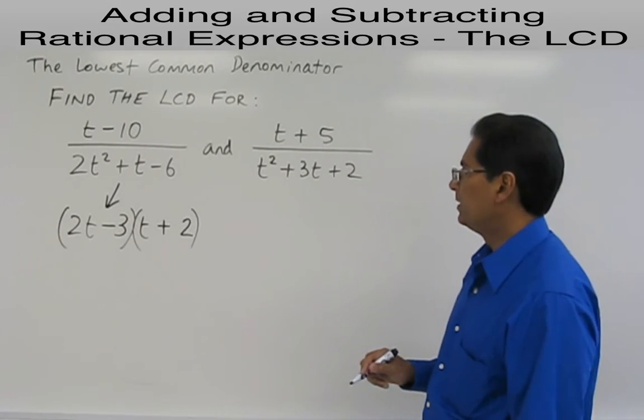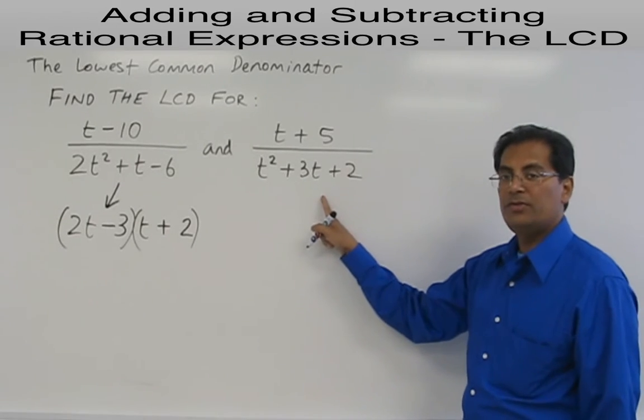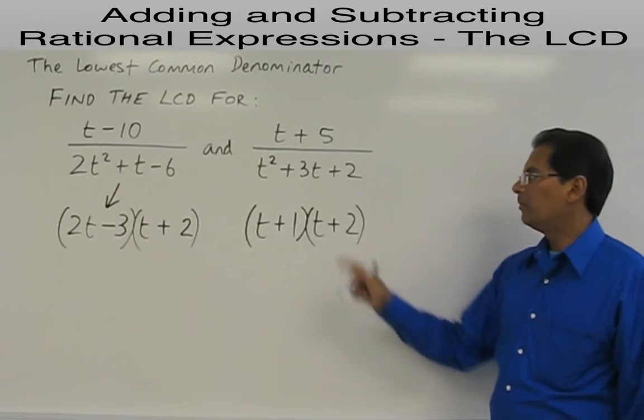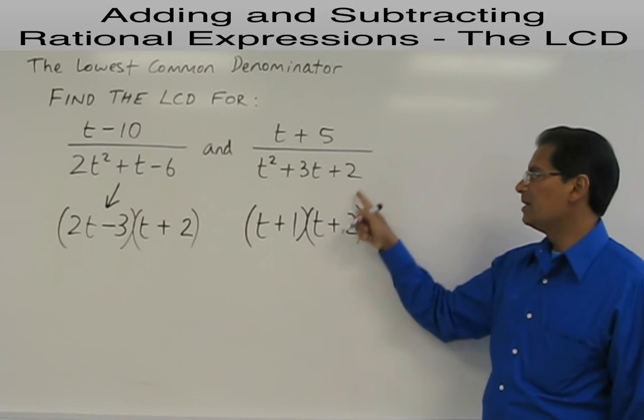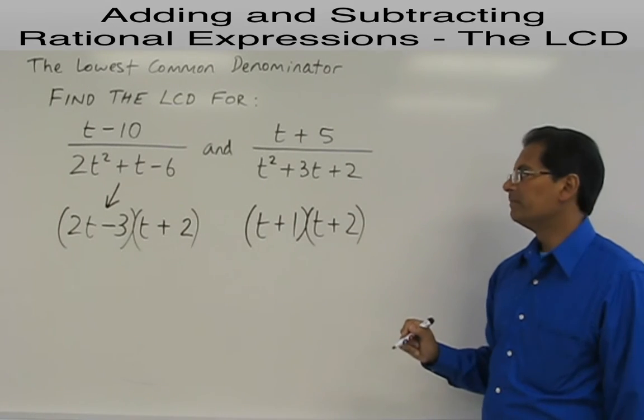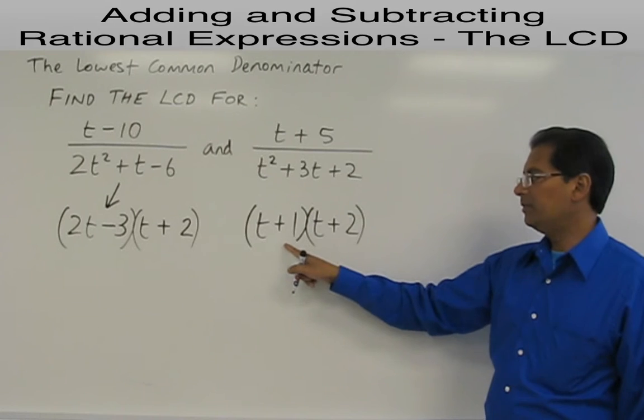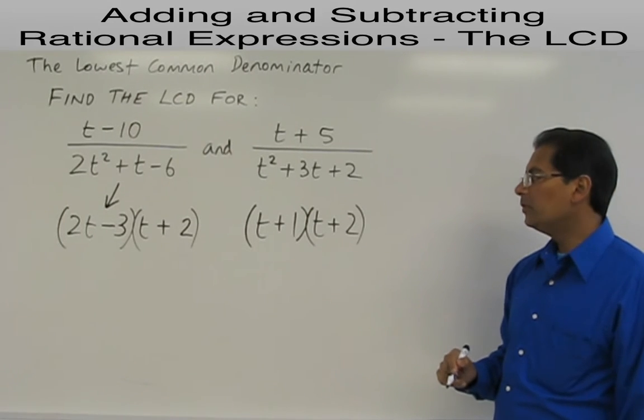And t squared plus 3t plus 2 factors into, well, factors of t squared are t and t, factors of 2 are 2 and 1, and plus plus, so we get t plus 1 times t plus 2.